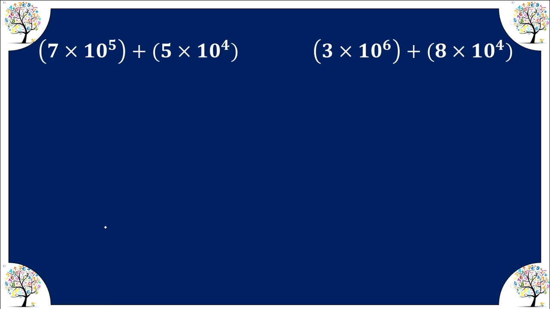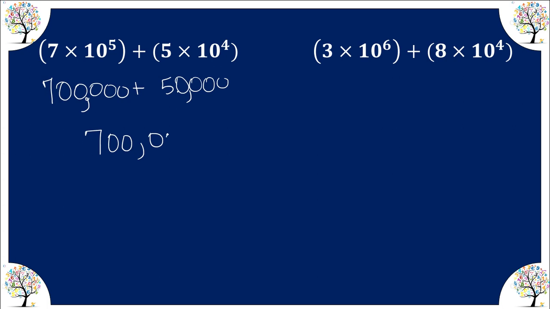Okay, so let's try a couple more. So we're going to convert 7 times 10 to the 5th into standard form. So we have 7, and we're moving the decimal 5 places to the right. So that's 1, 2, 3, 4, 5. And then we have 5 times 10 to the 4th. So we move this understood decimal 4 places to the right. And then we're going to add these together.